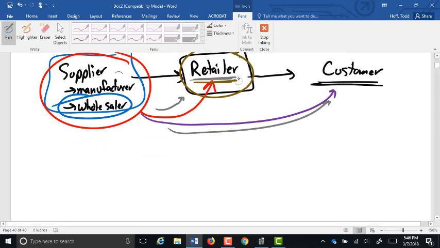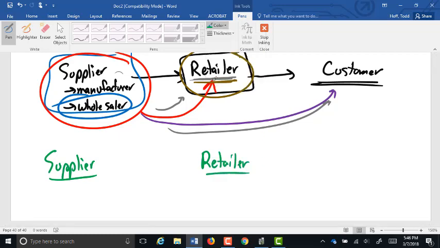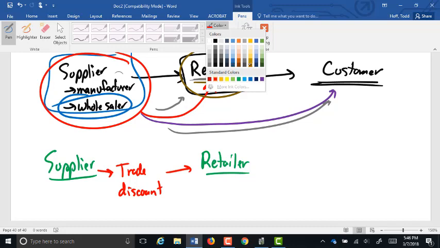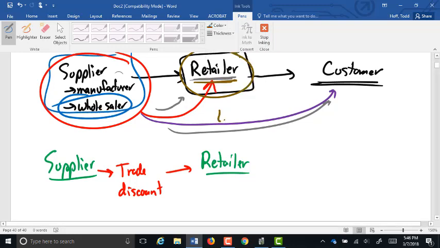So what that is called when a supplier sells cheaper to a retailer than to a customer is a trade discount. And that trade discount comes off of whatever the list price is. Now, the list price is what that supplier would sell directly to the consumer.